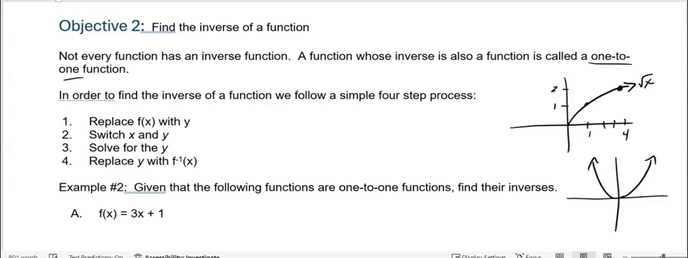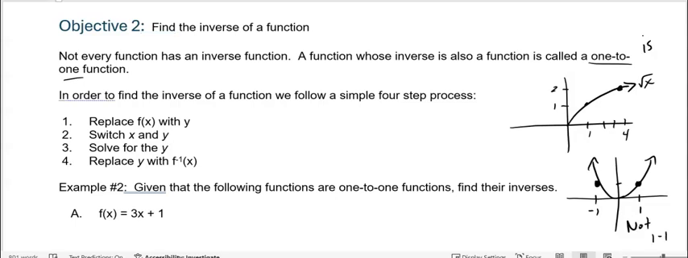This function, right? For each input, there can only be one output. So if I input 1, I output 1. But there's a repeat output. If I input -1, I output 1. Okay, so this is not one-to-one.